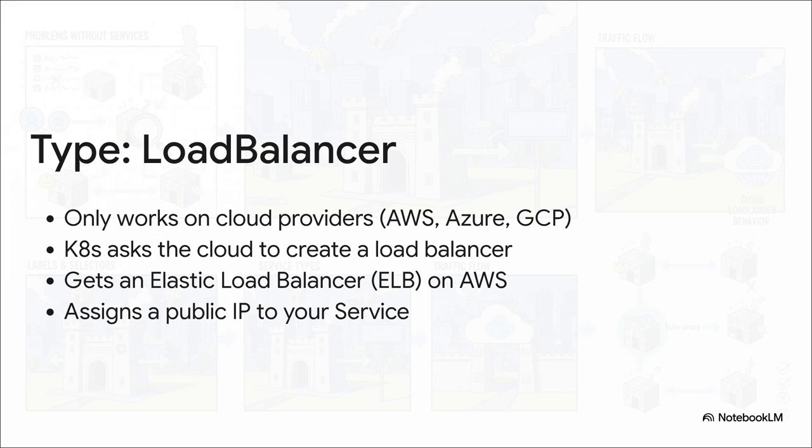Now, this LoadBalancer type is really cool. When you use it on a cloud platform like AWS, Azure, or Google Cloud, Kubernetes actually talks directly to the cloud's API. It tells the cloud provider to automatically create a real external load balancer and wire it up to your service. And just like that, your app gets a public IP address and is available to the whole world.